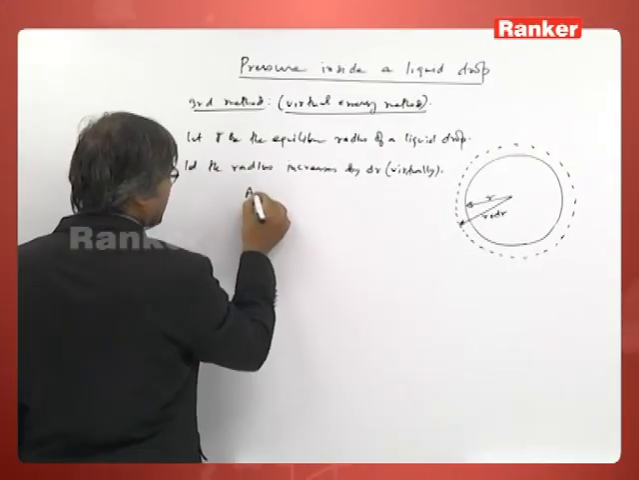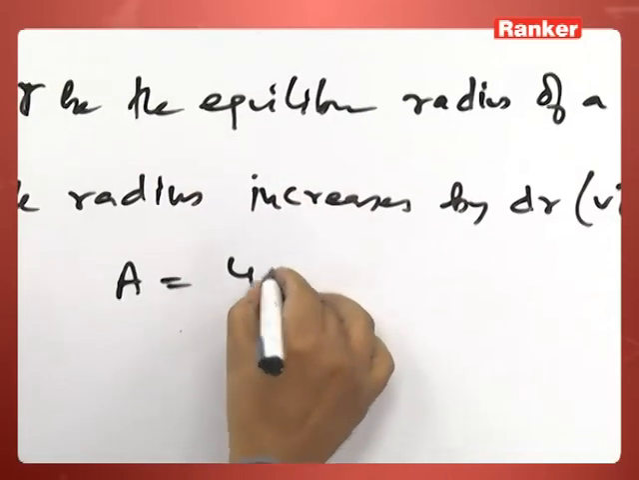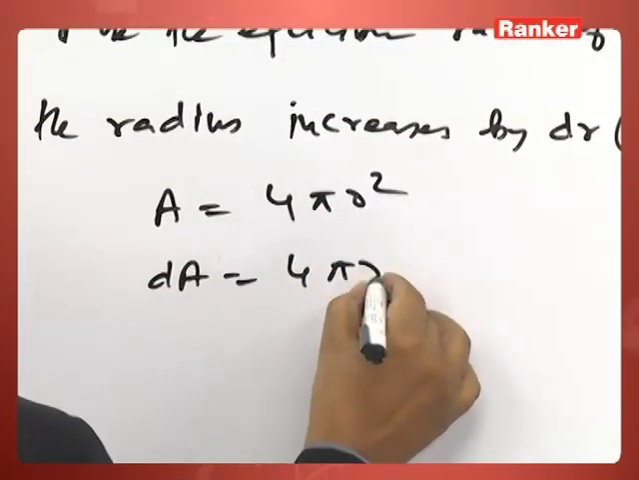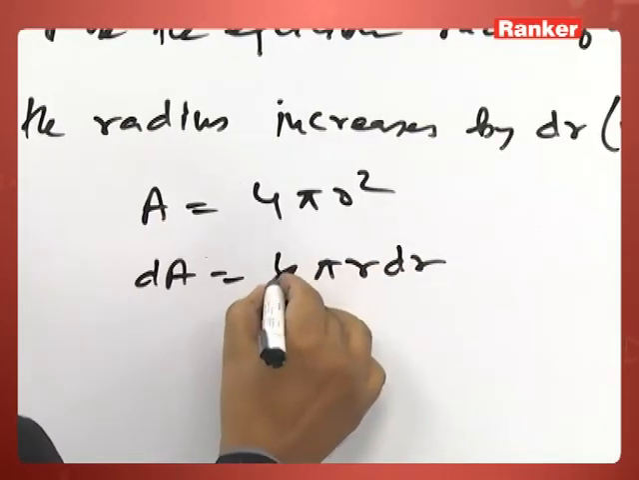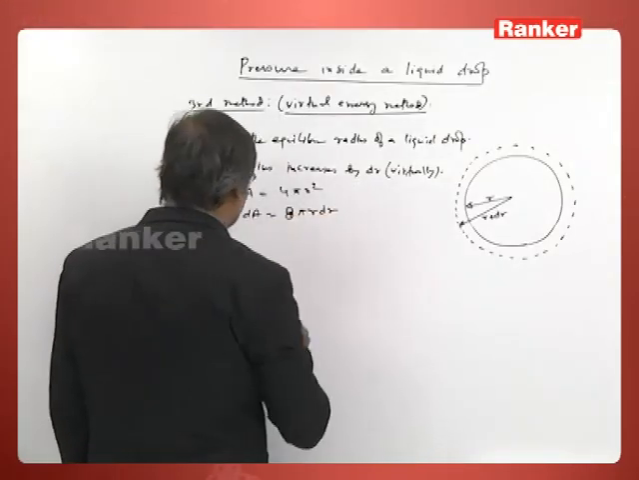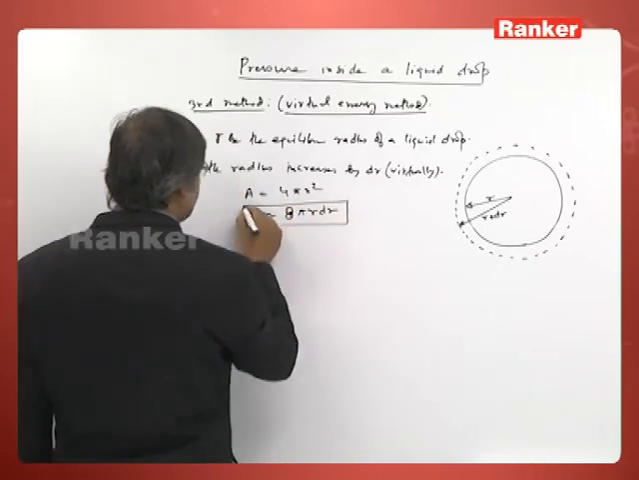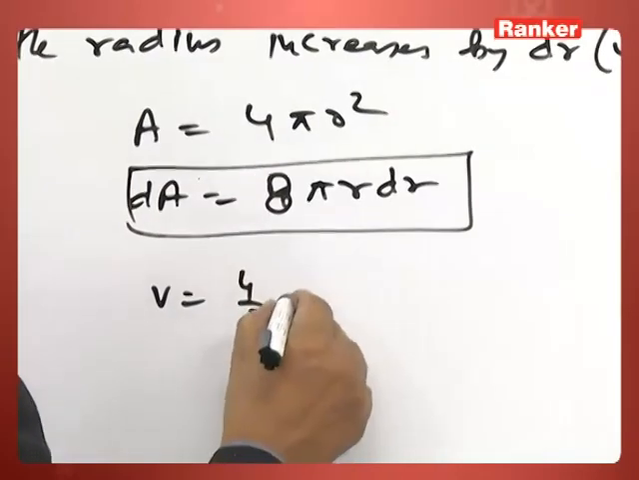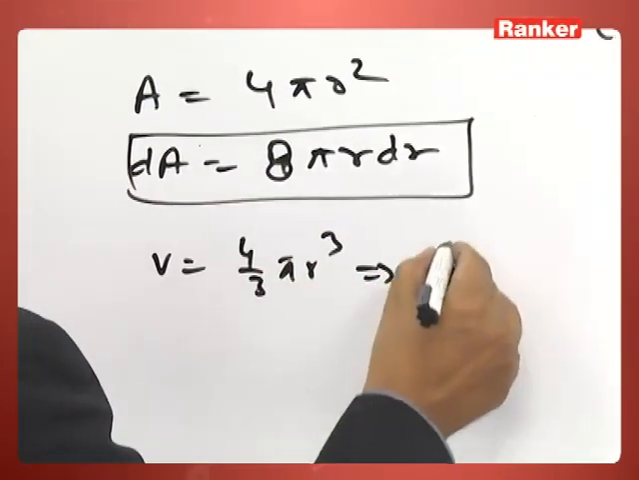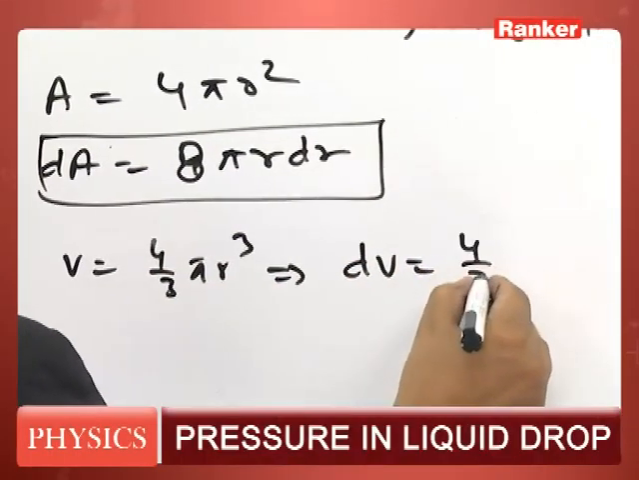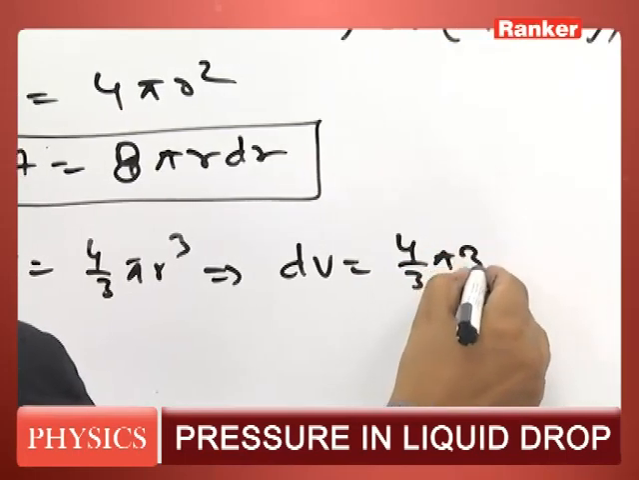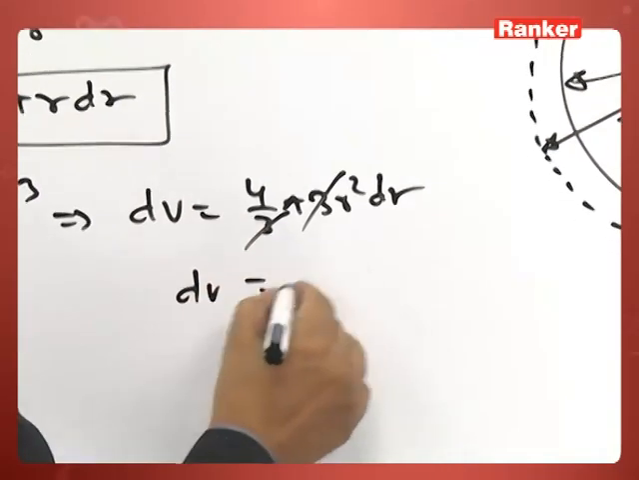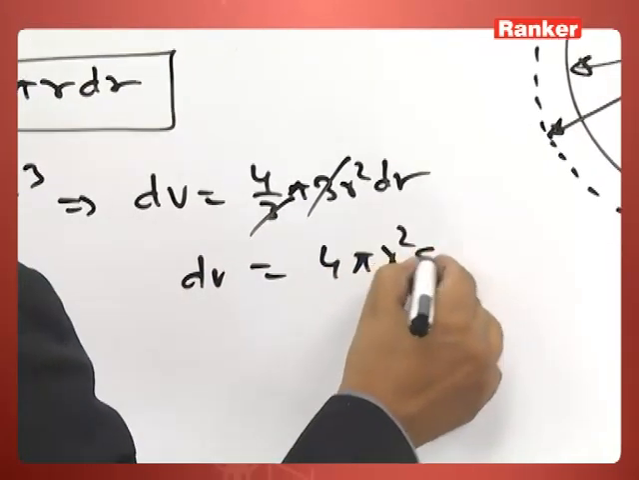Now, the area was previously 4 pi r square. Now the change in area will be 4 pi r dr, with a 2 there, so it becomes 8 pi r dr. This is dA. Now, there will also be a change in volume. V is equal to 4 by 3 pi r cube, so the change in volume is 4 by 3 pi times 3 r square dr. The 3 cancels, so we have dV is equal to 4 pi r square dr.